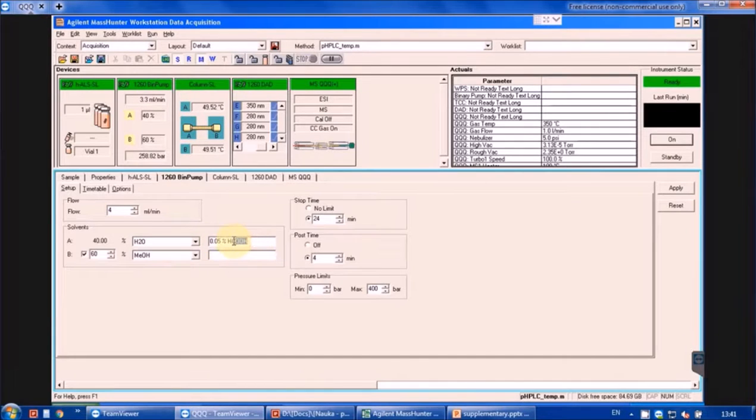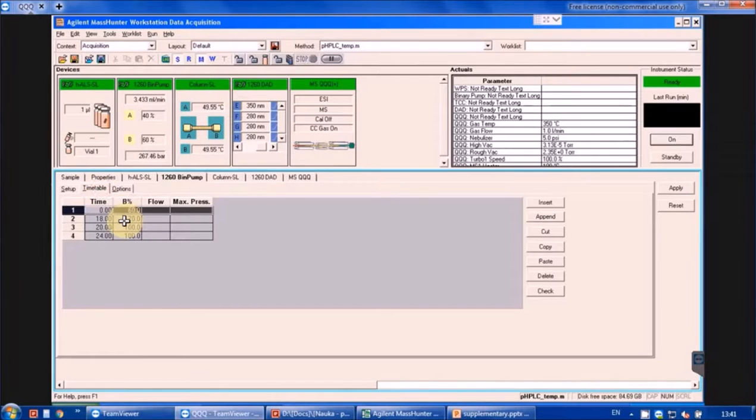Formic acid is added to improve peak shapes of phenolic compounds and carboxylic acids by ionization suppression. The starting methanol content is 60% and increases to 70% in 18 minutes. This will also be optimized in subsequent steps if needed.